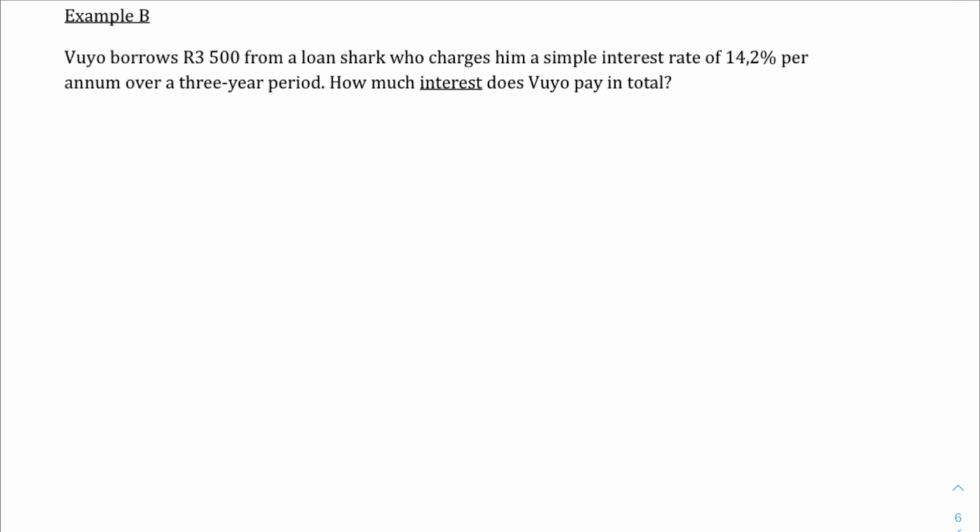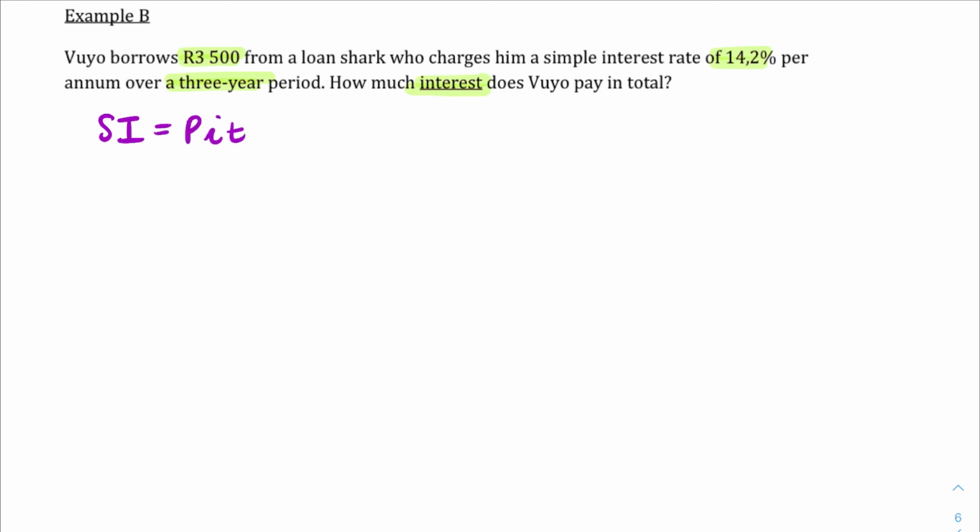Okay, let's remember Vuyo and his loan shark. Right, he borrowed 3,500 Rand, so that's right at the beginning. And he was charged a very high rate of 14.2% per annum, simple interest. And the length of his loan period was 3 years. Now it's only asking us for the amount of interest. We can use the A formula. I'm going to show you how to do that after. But the most efficient way to do this is to use SI is equal to PIT.